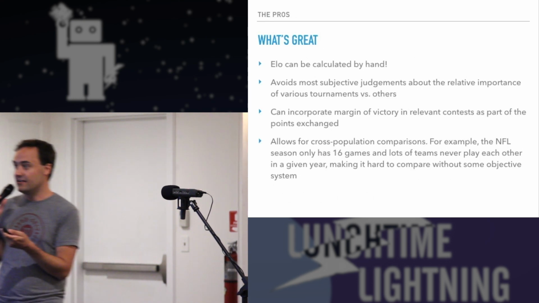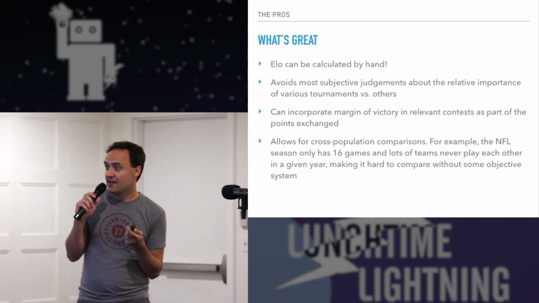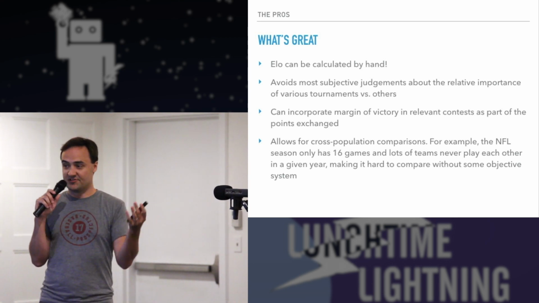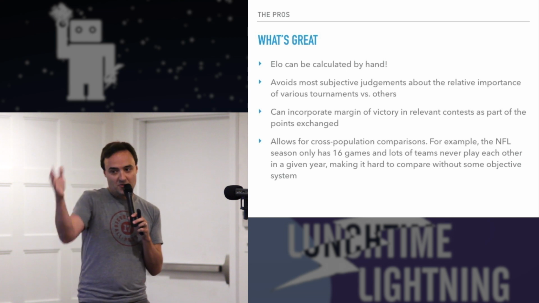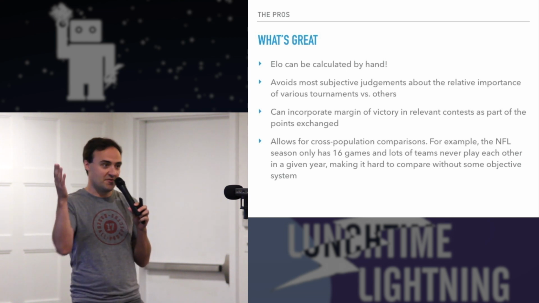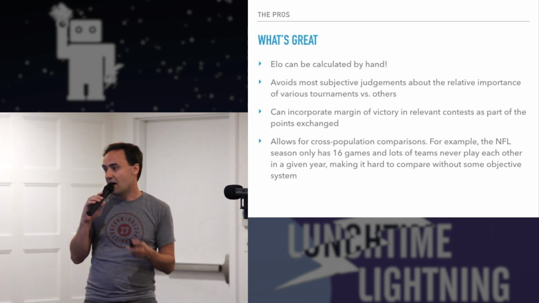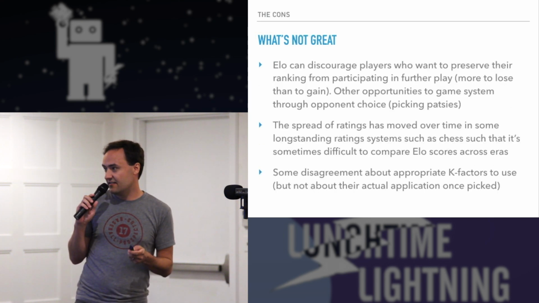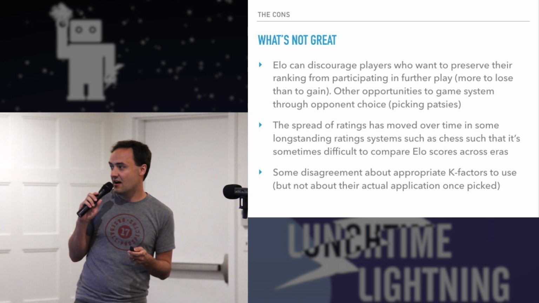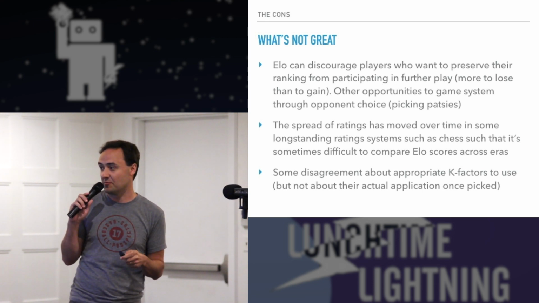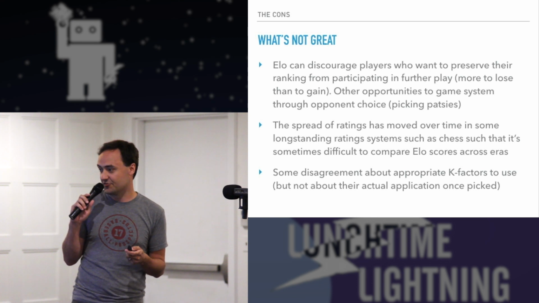Cool. What's awesome about ELO? ELO can be calculated by hand. It avoids most subjective judgments about the relative importance of various tournaments versus other tournaments. So it's not like the tournament in Boston is more prestigious than the tournament in New York, so we're going to weight those results more heavily. Cool. Okay. And what's not great? It encourages people who have really awesome rankings to avoid playing other people so they can preserve their ranking.